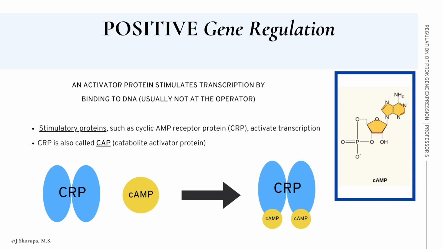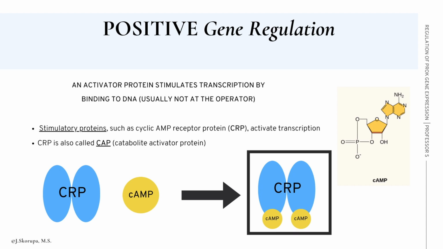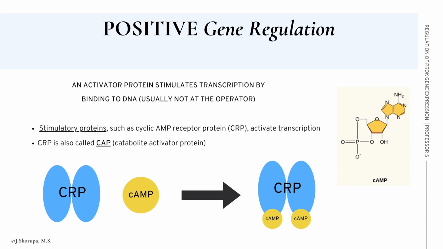The actual structure is pictured on the far right, but for this lesson, we'll use a yellow circle to show cAMP. The stimulatory protein here is the blue CRP. When cAMP is present, it binds to CRP like so, and can then act as a transcription factor, and we'll see this shortly. I also want to note that CRP is also called CAP in some textbooks.